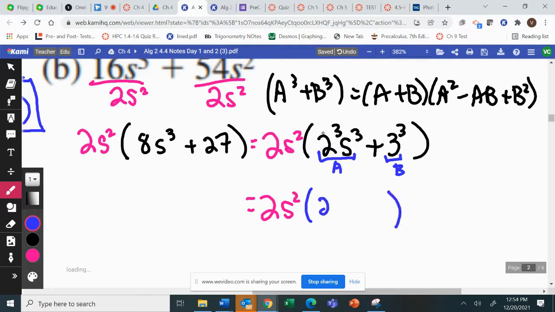My a and my b would be 2s plus 3. So then my second parenthesis, I just square the a. So what is a squared for this one? Nathan. I'm going to square that. Put it there. Correct. 4s to the second.